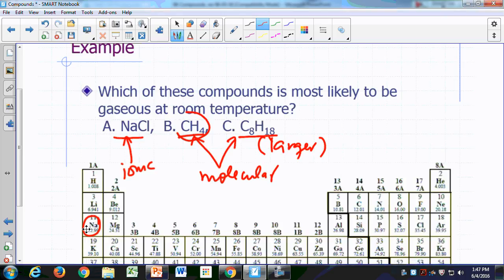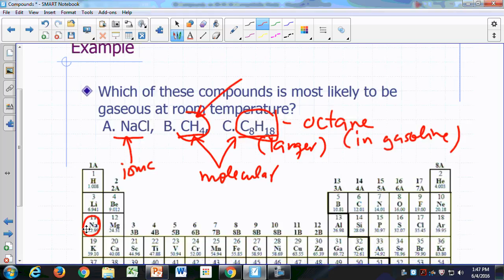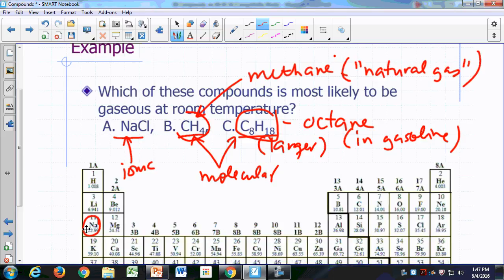Okay. In fact, this C8H18 right here is called octane, and these are the molecules in gasoline. And you know gasoline is a liquid at room temperature. CH4, on the other hand, that's methane. That's the major component of what you call natural gas, fuel that you use to heat your homes.